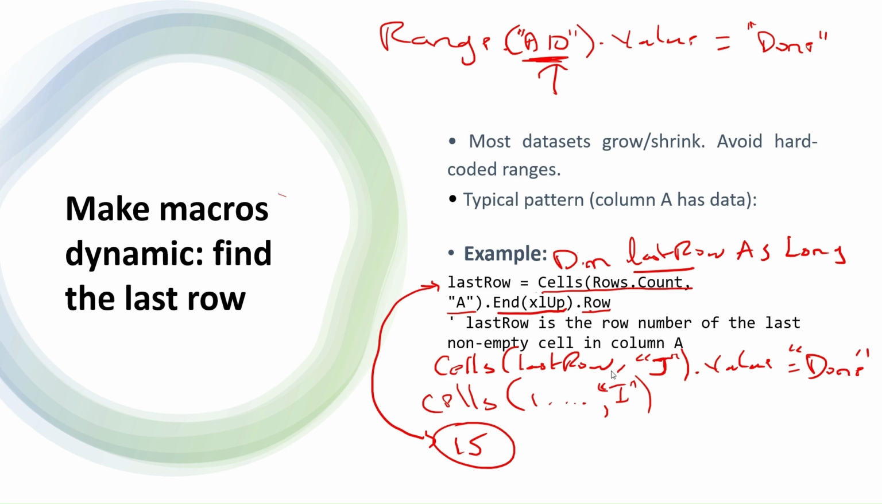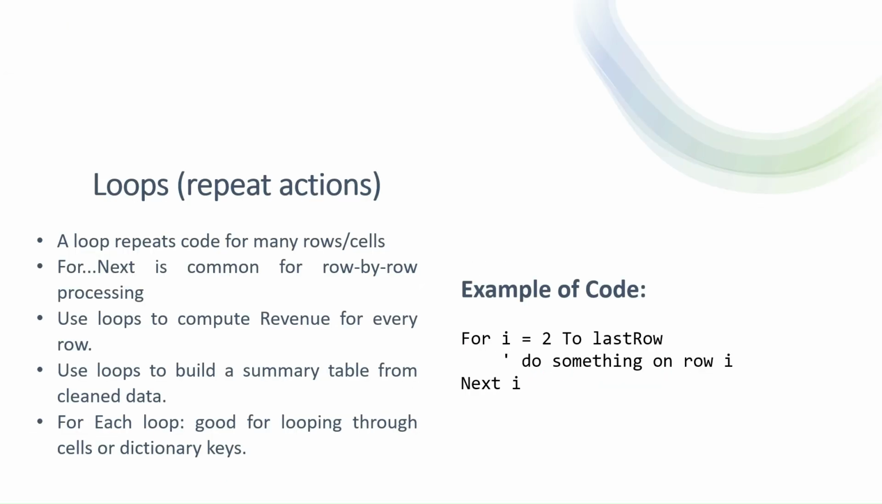So now let's use that last row variable to do something to every row. That will basically require a loop. Now, when we talk about a loop, what does it mean? A loop means that you are going to repeat a code. The most common beginner loop is: for i equal to 2 to last row, do something on row i, next i. This is how you are going to write a loop in VBA.